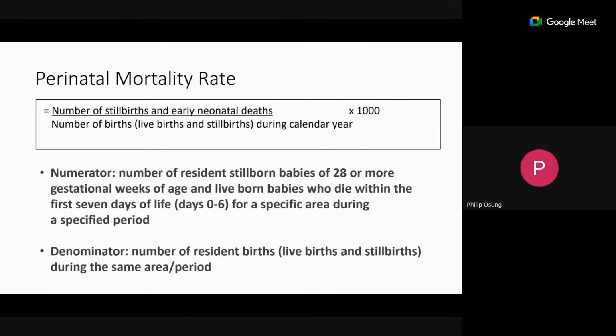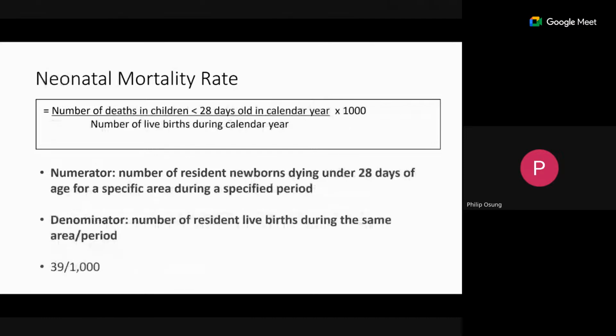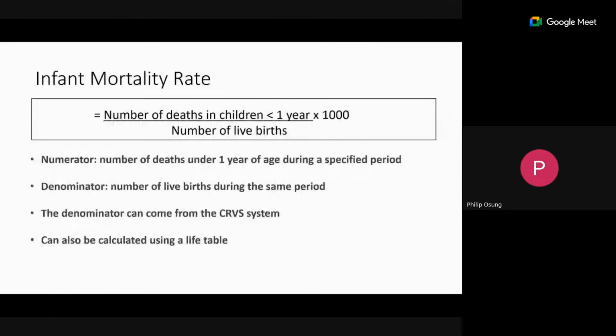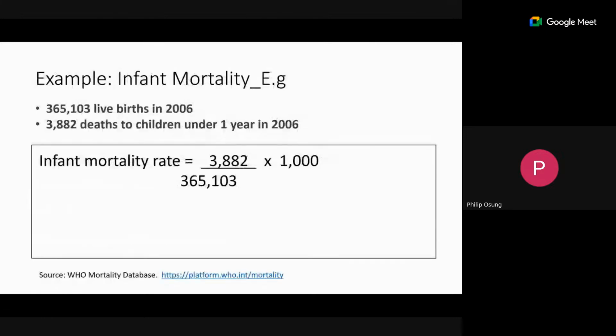Sometimes, maybe when you see SDG indicators, you'd see 3.3.9 or 3.9 and the rest. Always know that this is usually computed as out of 1,000 live births. You have the neonatal mortality rate, the number of deaths in children less than 28 days, so that's up to 27 days, times 1,000, all over the number of live births. Infant mortality is deaths in children less than 1 year, over the number of live births.